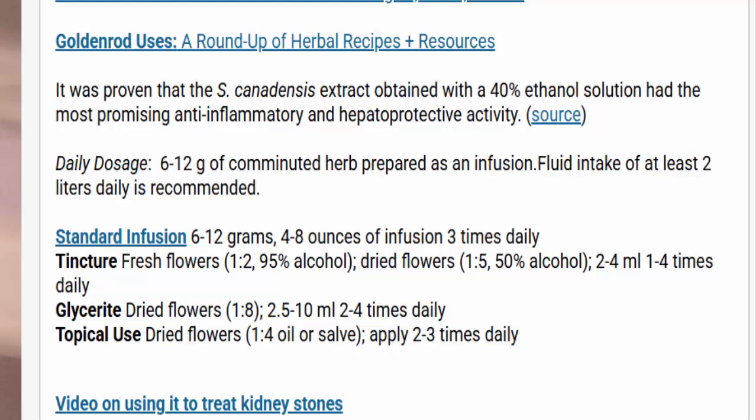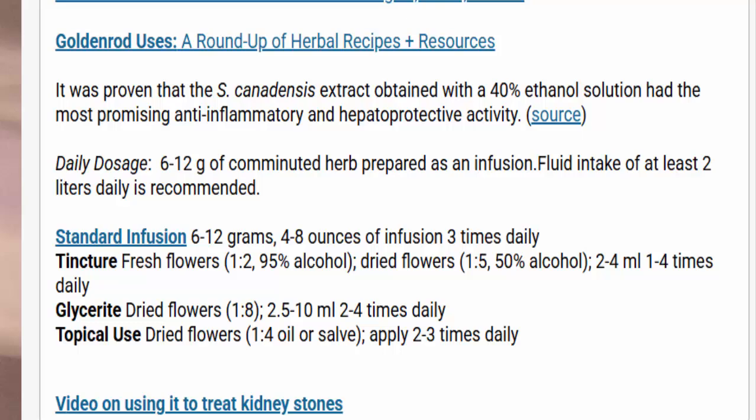Tincture, fresh flowers, 1 to 2 in weight to volume in 95% alcohol. Dried flowers, 1 to 5 weight to volume in 50% alcohol. Although, as we've seen, while that's commonly the ratio that's given, 40% could be better. 2 to 4 milliliters 1 to 4 times daily. You can make a glyceride out of the dried flowers, and then of course we've got the topical use.